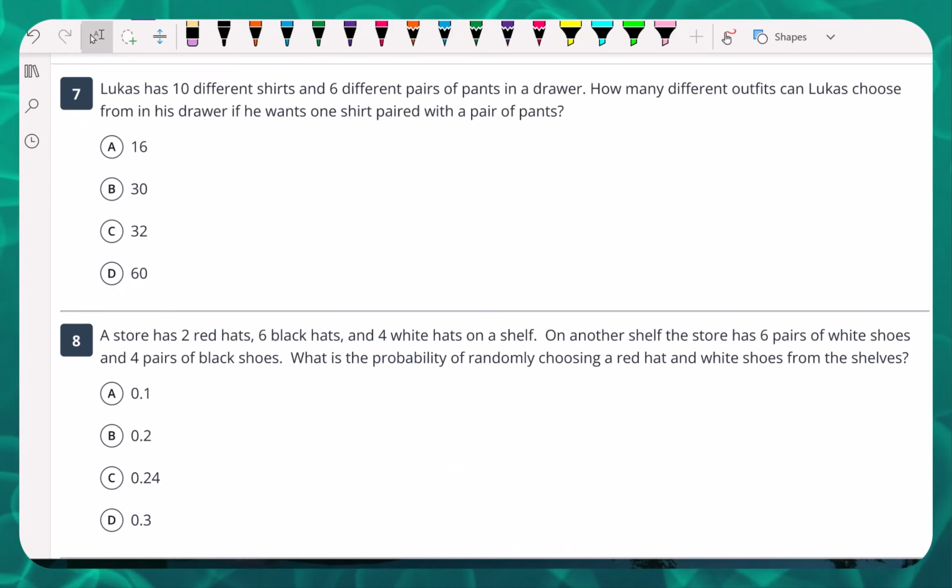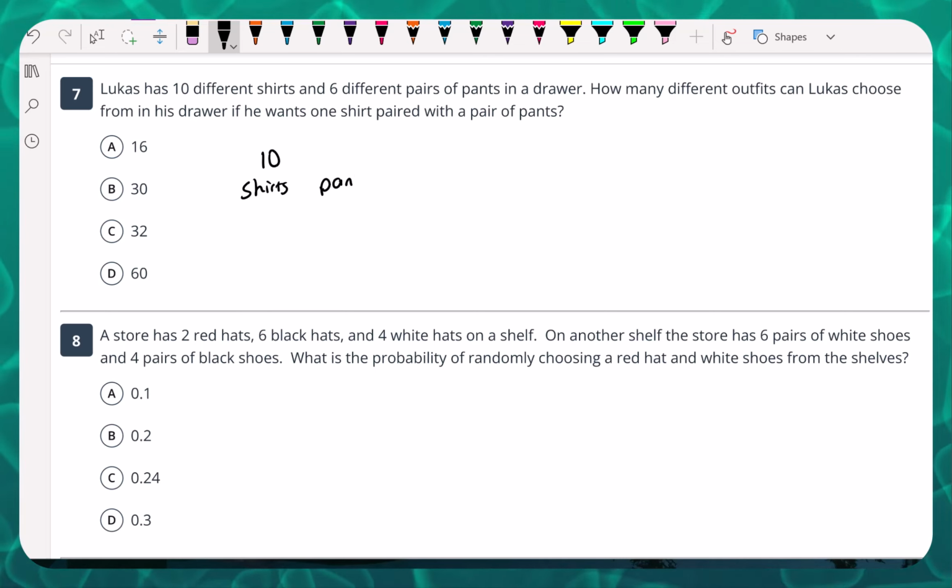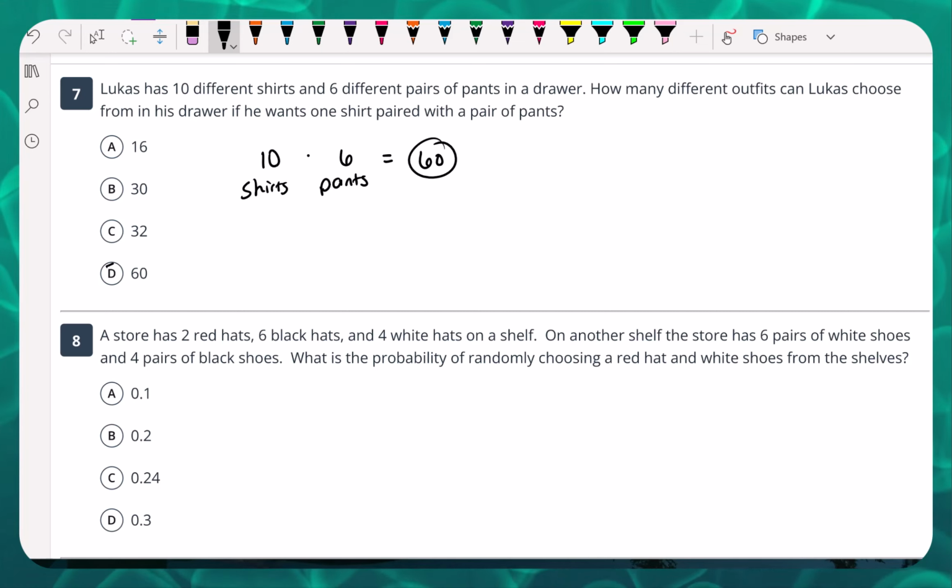So question 7, that is one of those fundamental counting principle things. Like you could do a tree diagram with this. It says Lucas has 10 different shirts and 6 different pairs of pants in a drawer. How many different outfits can he choose? He wants 1 shirt and 1 pair of pants. So if you've got 10 different shirts, that means you've got 10 different possibilities. So if he picks a pair of pants, how many possibilities does he have for that when he has 6? So the rule states that if you have 10 outcomes and another 6, just multiply them out. So that would be 60 total outcomes.